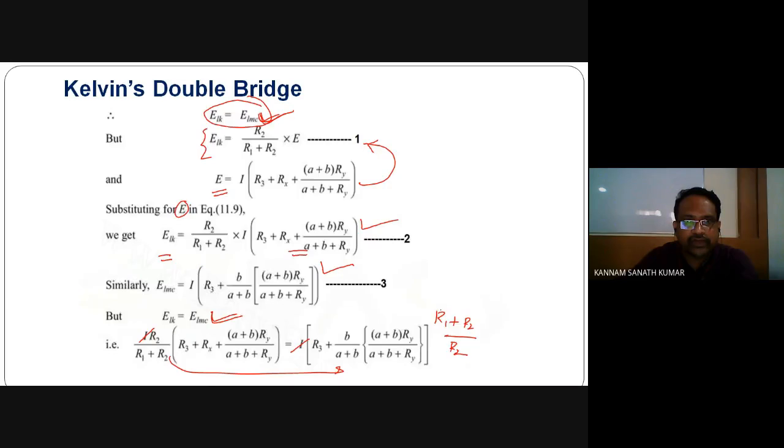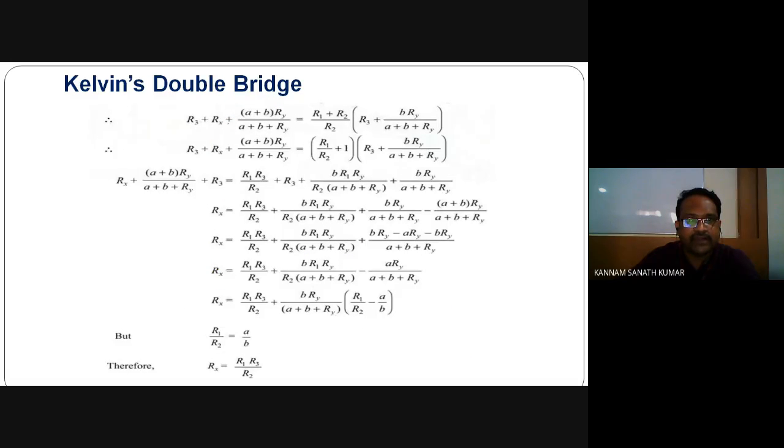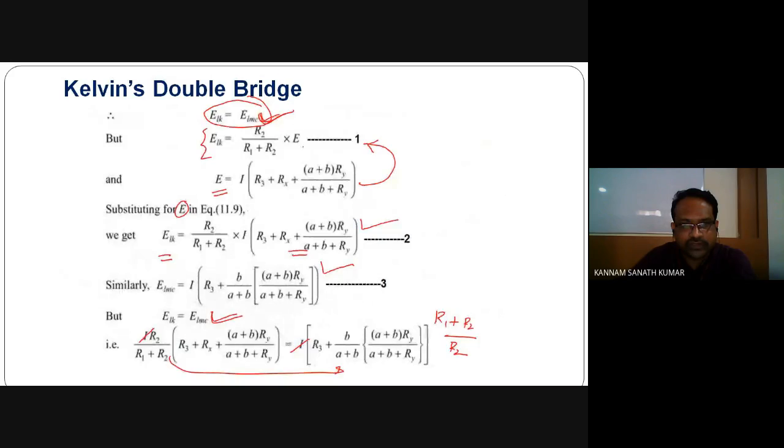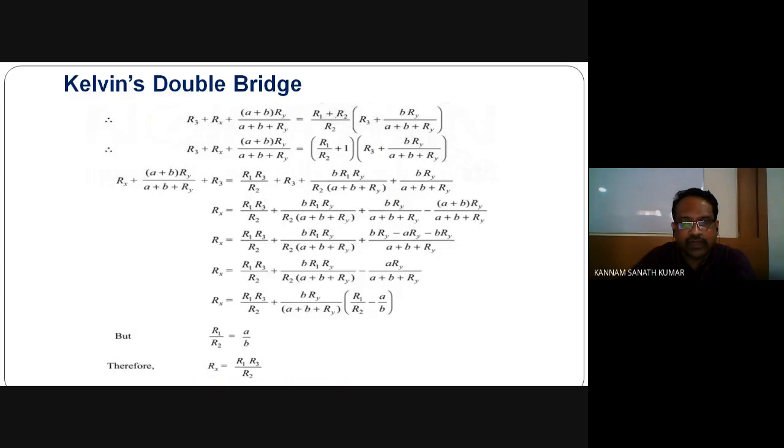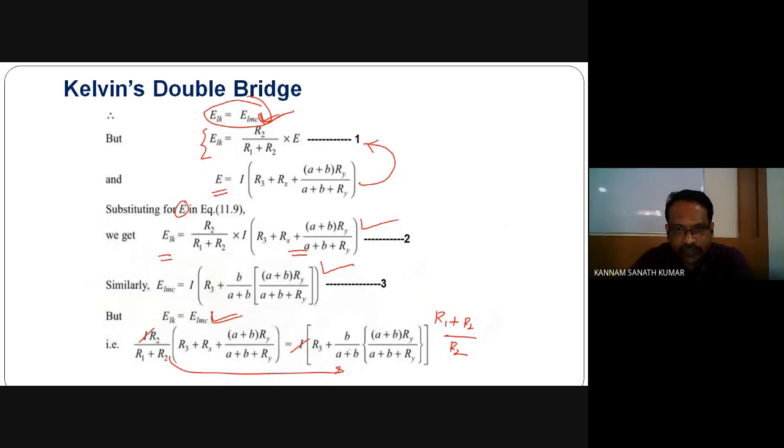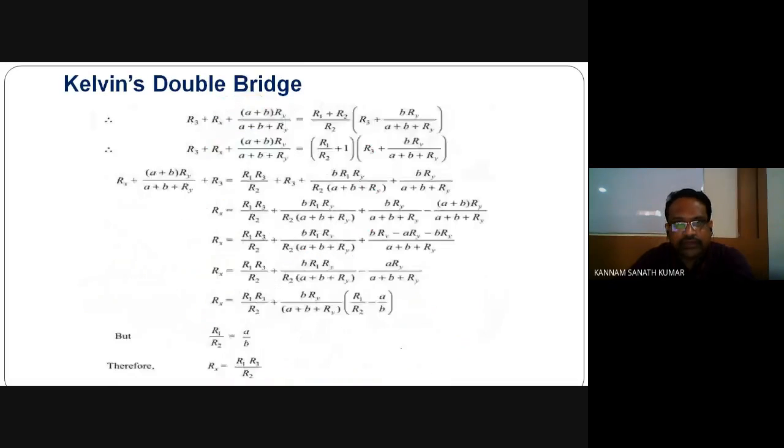So R3 plus Rx plus (A plus B) into Ry by (A plus B plus Ry) equals (R1 plus R2) by R2 into [R3 plus B into Ry by (A plus B plus Ry)]. Here A plus B gets cancelled. So what is remaining is B into Ry by (A plus B plus Ry).